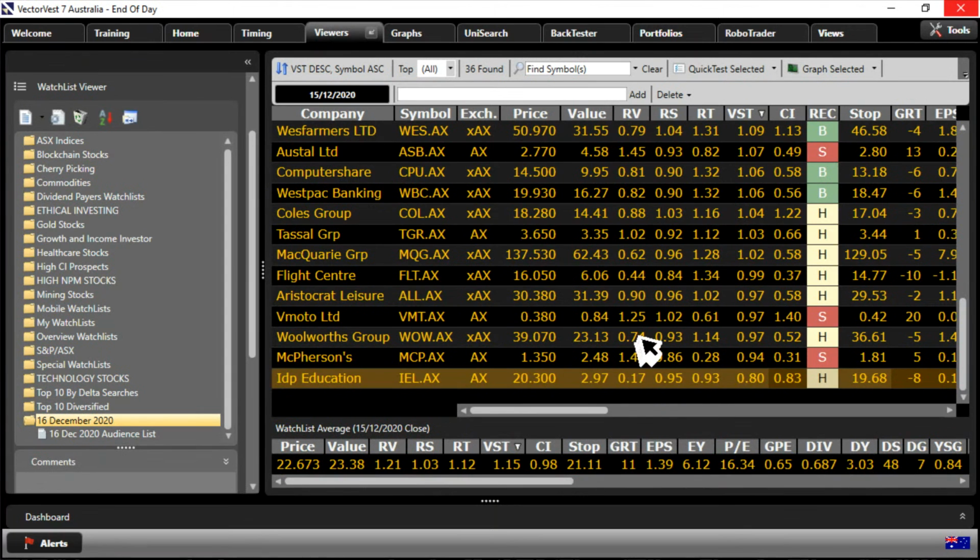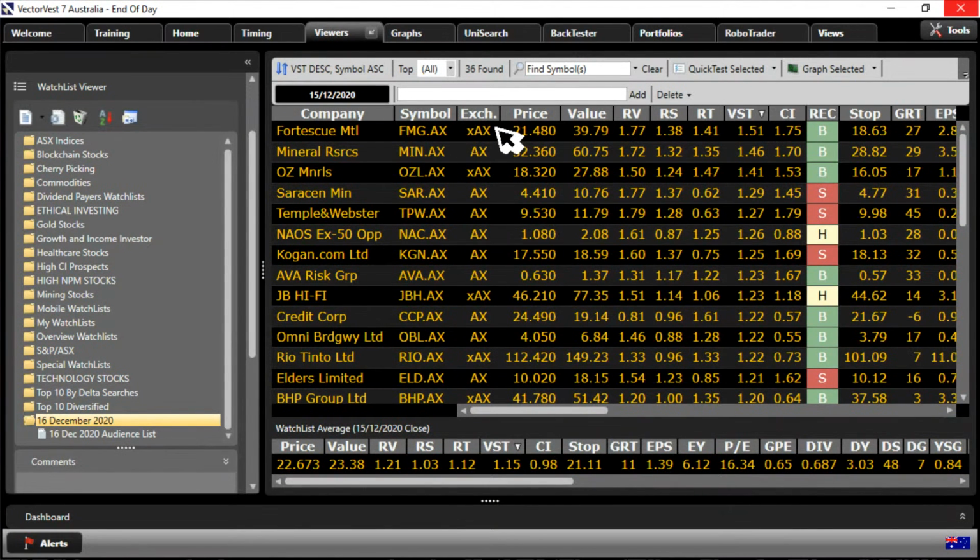I'd much prefer to be at the top of the list where I have a company like, say, Fortescue Metals. And again, please, I'm not licensed to give advice, so please do speak to your financial advisor. But a price there of 21.48 versus a value of 39. I prefer to have an undervalued company with good upside potential, 1.77, so well above 1. All right. The next one here, that's a fundamental indicator, is RS.